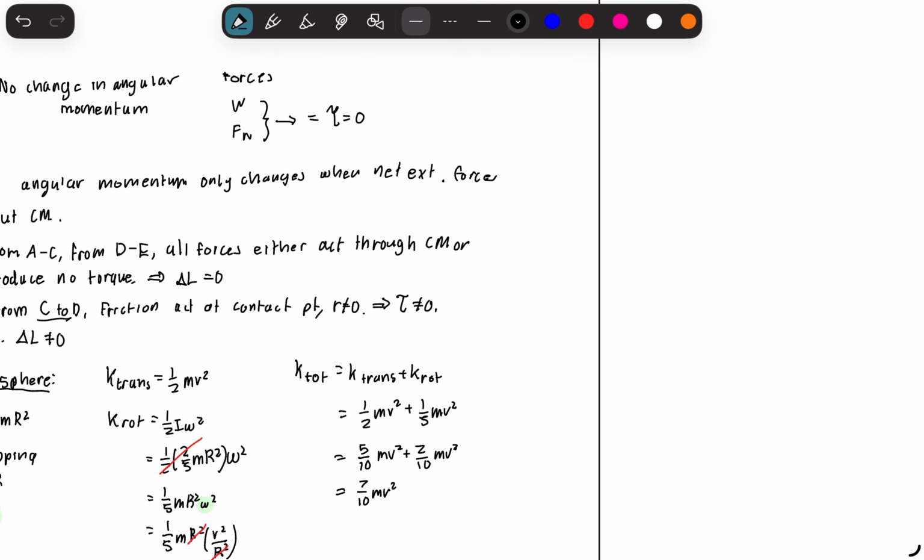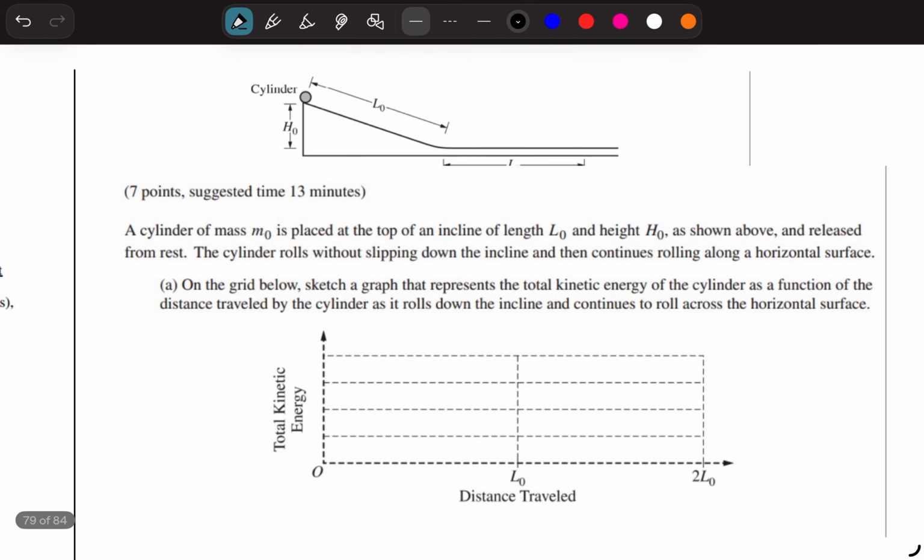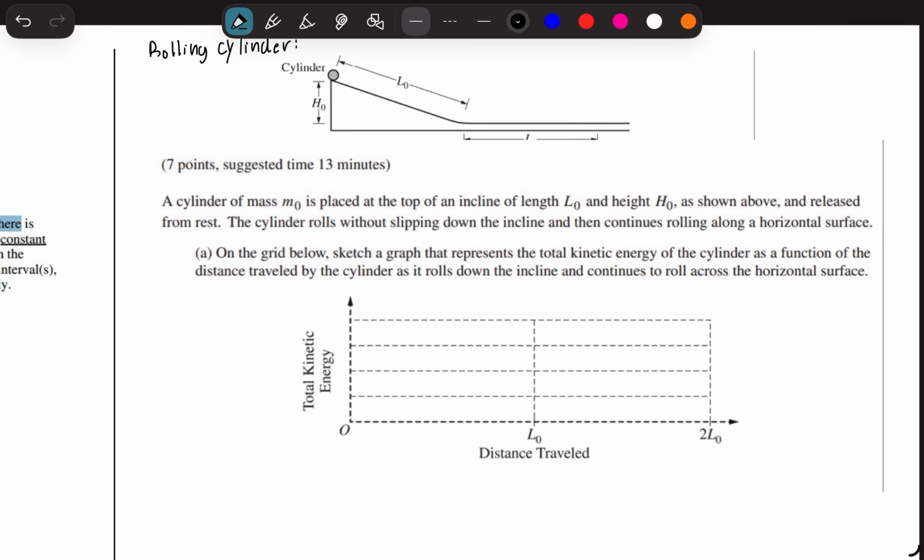Now let's do our rolling cylinder problem. This is going to be a rolling cylinder. So for the rolling cylinder, we want to draw the FBD. But let's first read this question.